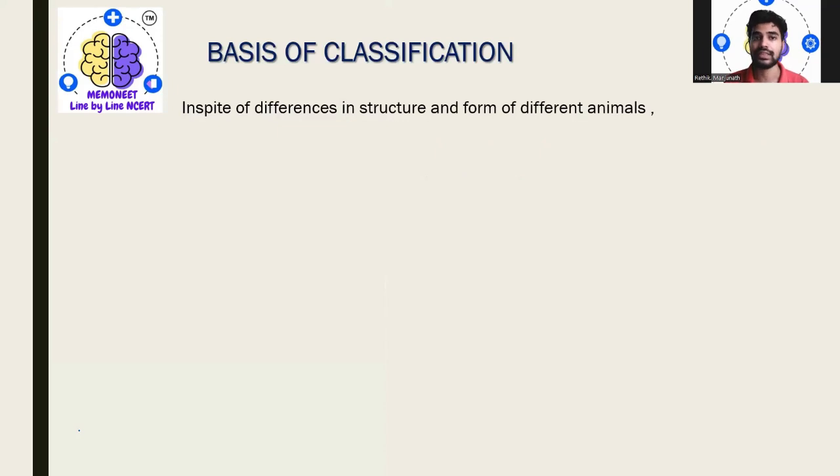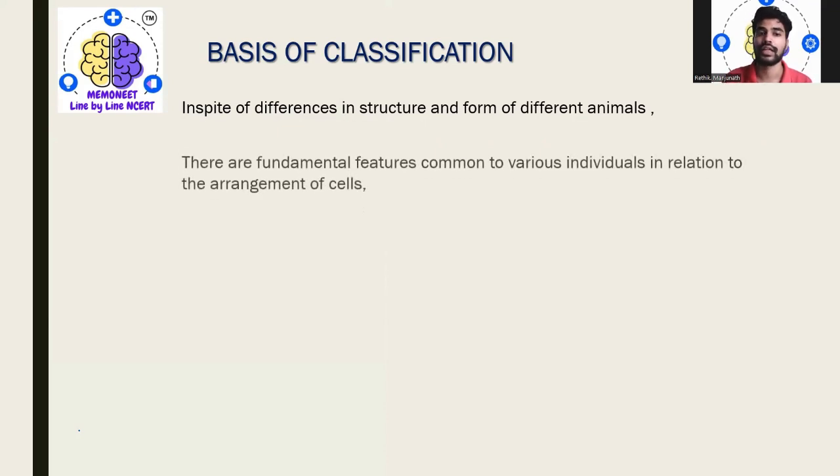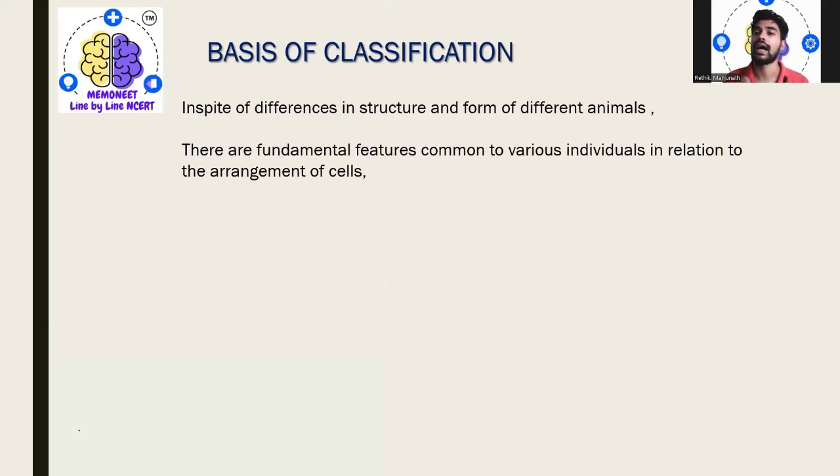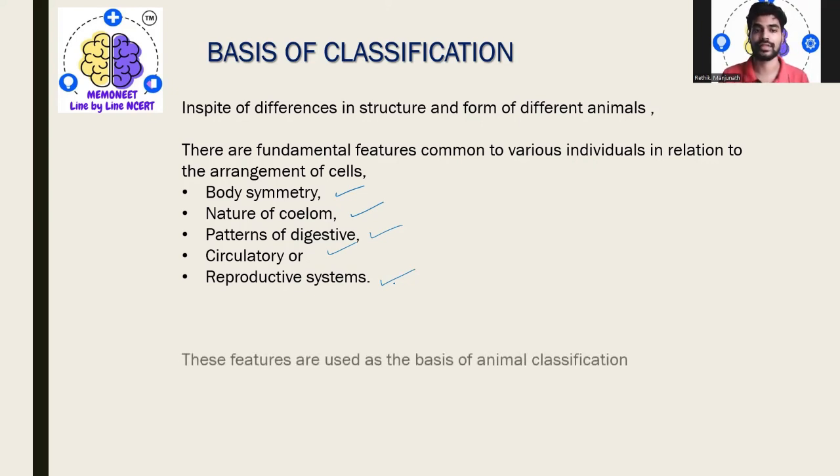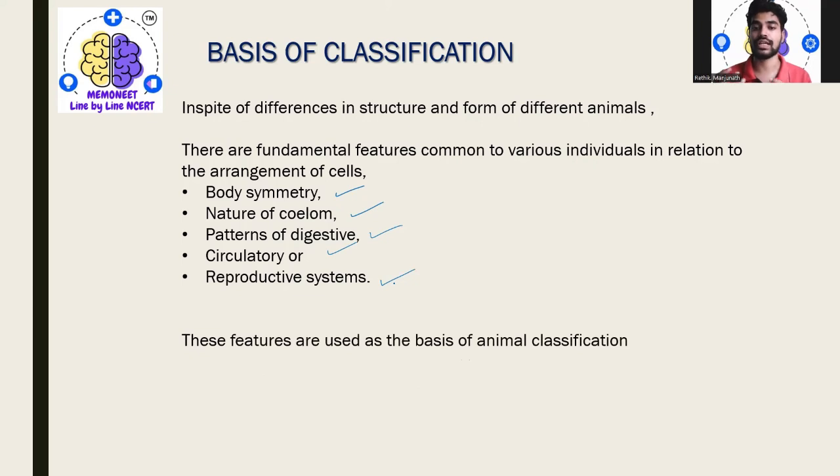So, how do we classify animals based on their structure? In spite of the differences in structure and forms of different animals, there are fundamental features which are very common, and there are even some features which vary from individual to individual, related to the arrangement of cells, body symmetry, nature of coelom, pattern of digestion, then circulation and reproductive system. So based on these patterns, we can easily classify animals or living organisms. These are the features used as a basis of animal classification.